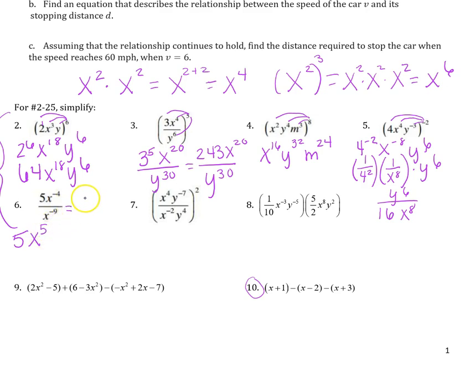You could have also rewritten this as 5x to the 9th divided by x to the 4th. So really they swapped places because this was negative in the numerator, so then it came down here. This was negative in the denominator, so it moved up here.